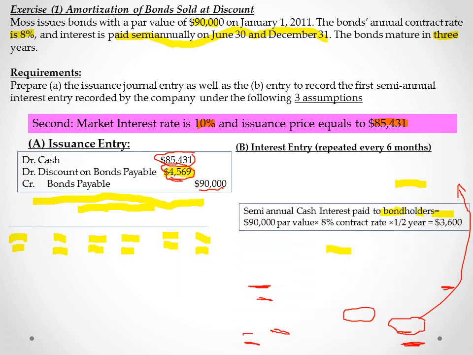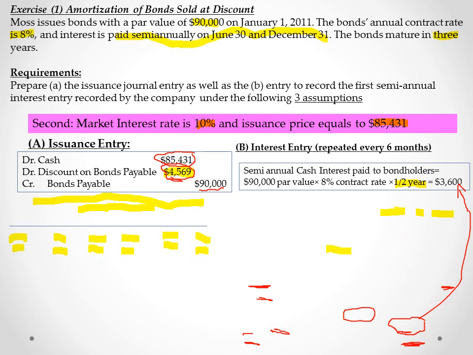So now we have a difference between the debit side and the credit side. This difference represents 4,569. It represents the discount that the company made on the bonds payable in order to attract investors to buy it. So we have 4,569. We will put it in the debit side in order to make total debit side equal to total credit side.